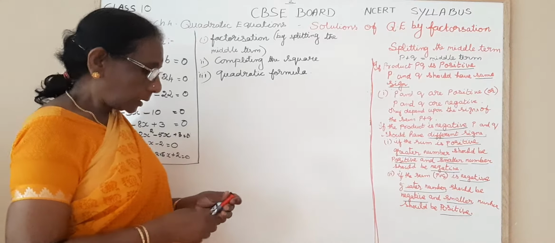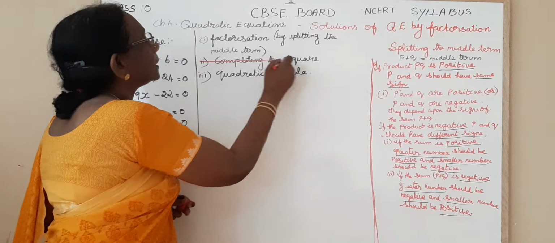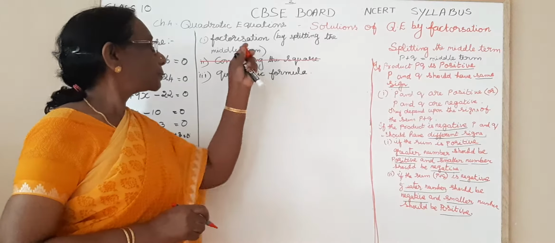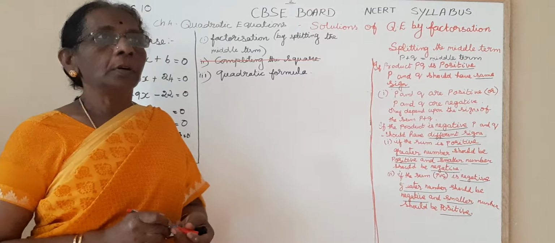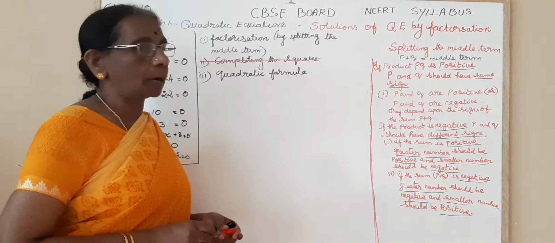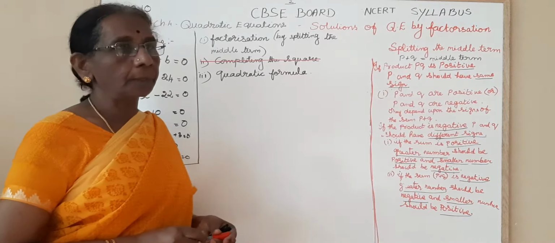But this year, this completing the square method is eliminated from your syllabus. So only two methods we are going to learn. One is factorization, another is quadratic formula. First let us see what is factorization. We are going to factorize by splitting the middle term.